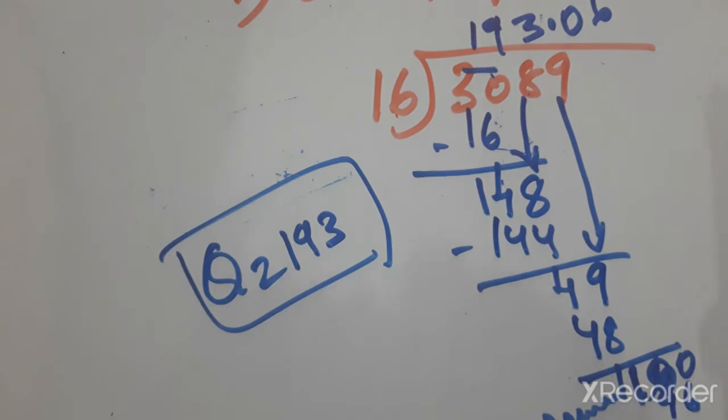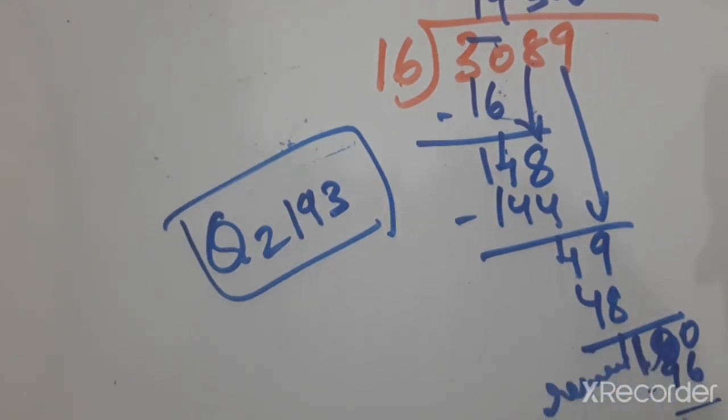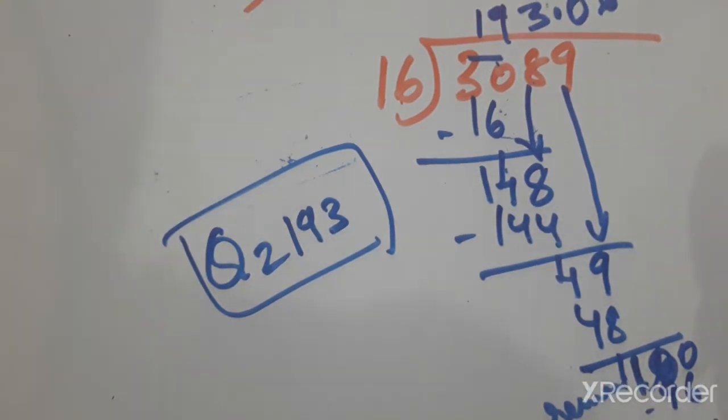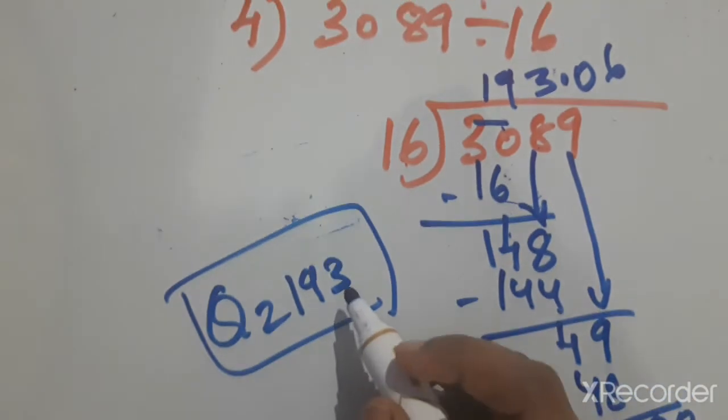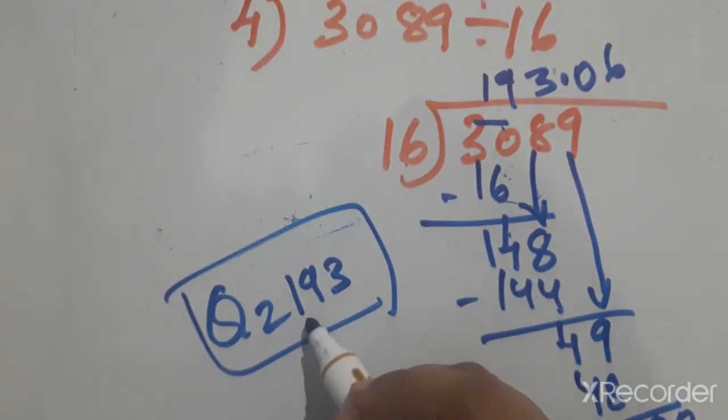That is called recurring and non-recurring decimal numbers, recurring and non-recurring. So we can stop here, or we can also stop without the decimal point. The answer is, the quotient is 193 or 193.06.